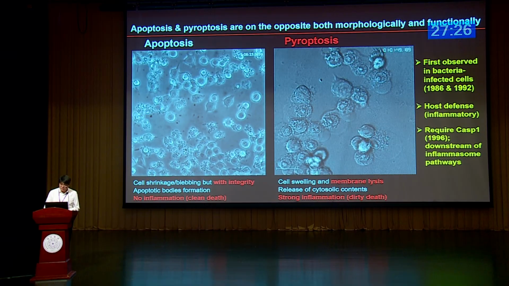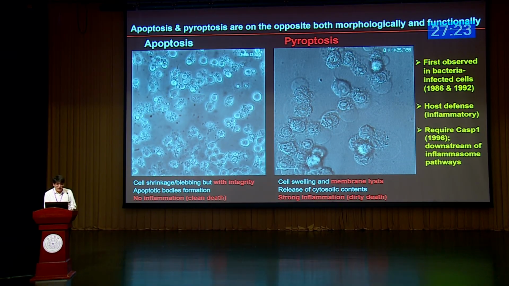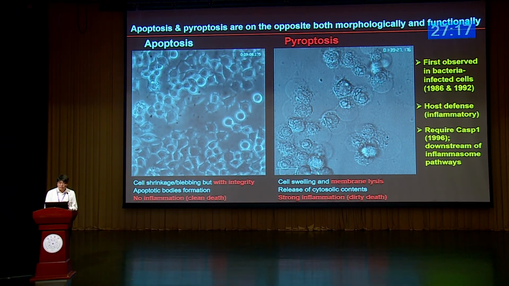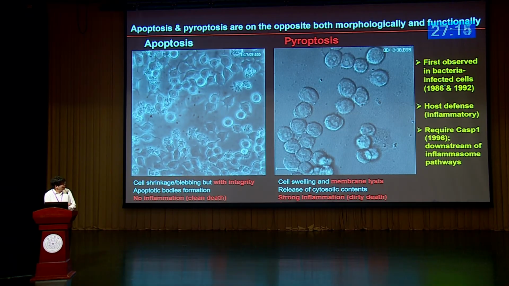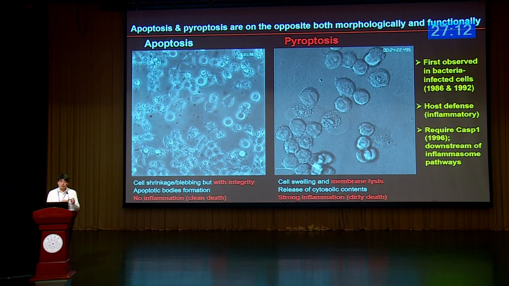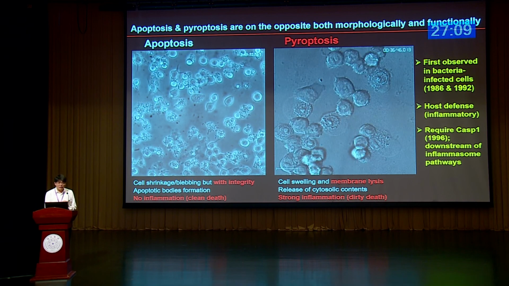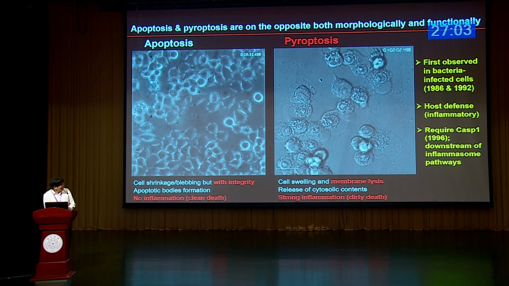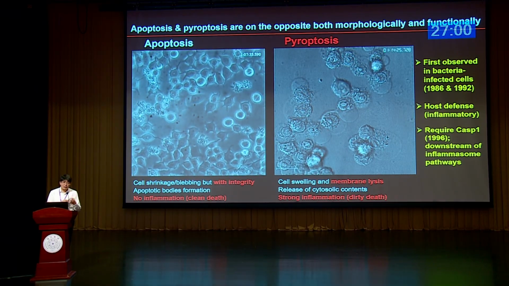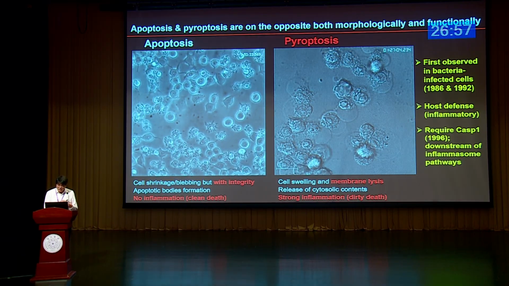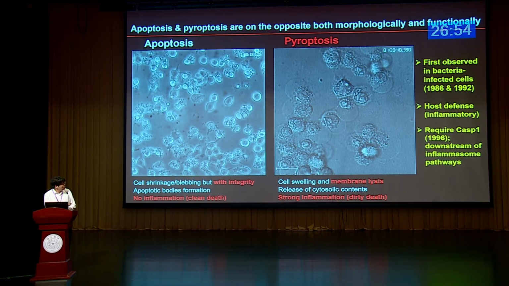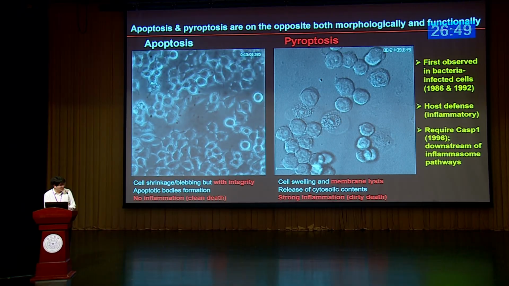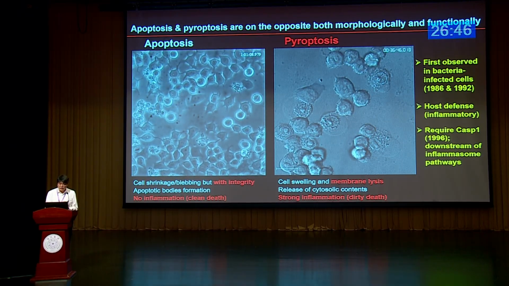Pyroptosis was originally discovered in bacteria-infected cells. Back in 1986, Arthur Friedlander in the US noted that if you treat mouse macrophages with anthrax lethal toxin, the cells will undergo a lytic death. At that time it was not called pyroptosis, but now we know it's pyroptosis. Many invasive bacterial pathogens like Salmonella typhimurium and Shigella flexneri will also induce macrophages to undergo pyroptosis. The cell death is a host defense response, stimulating pro-inflammation for antibacterial defense.